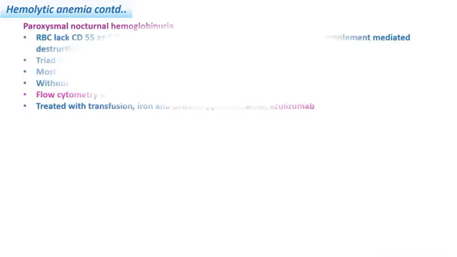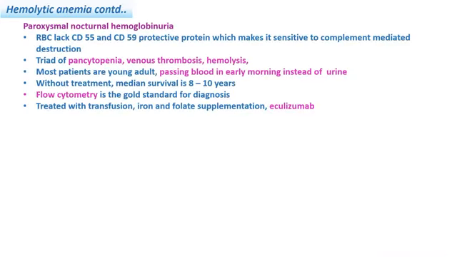Let us discuss the paroxysmal nocturnal hemoglobinuria. The pathology is that RBCs lack CD55 and CD59 protective proteins, which makes them sensitive to complement-mediated destruction, with a triad of pancytopenia, venous thrombosis, and hemolysis. Most patients are young, passing blood in early morning instead of urine. Without treatment, median survival is 8 to 10 years. Flow cytometry is the gold standard for diagnosis, treated with transfusion, iron, folate, eculizumab.